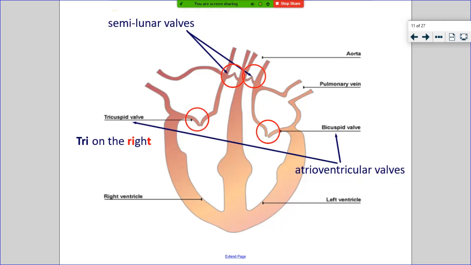Up at the top, between the ventricles and the arteries that carry the blood up and away from the heart, there are also valves here called the semilunar valves. And the valves in the heart do the same job as valves in the veins. They keep the blood flowing in one direction, and they stop the blood from flowing backwards.